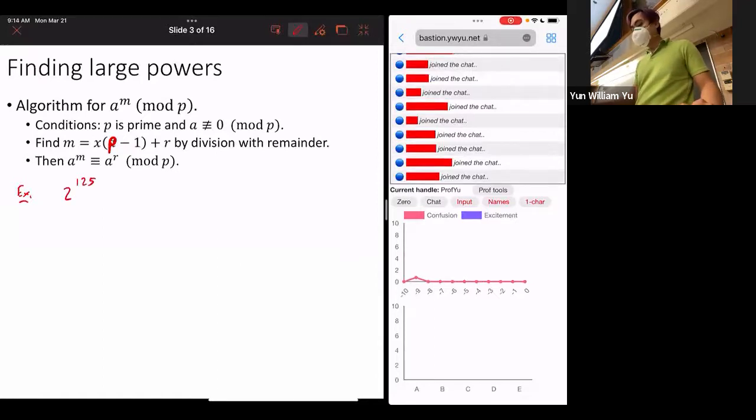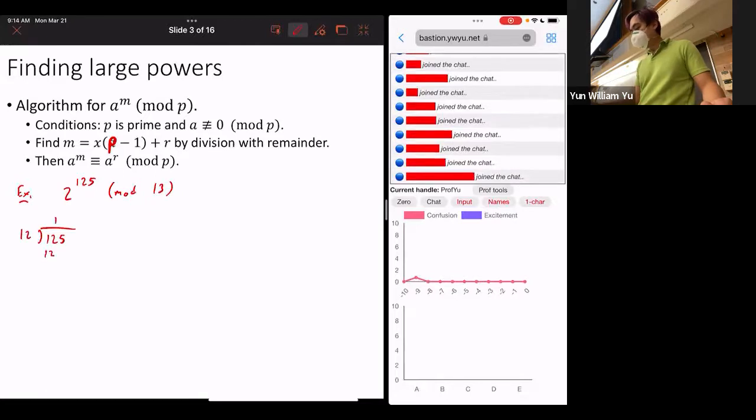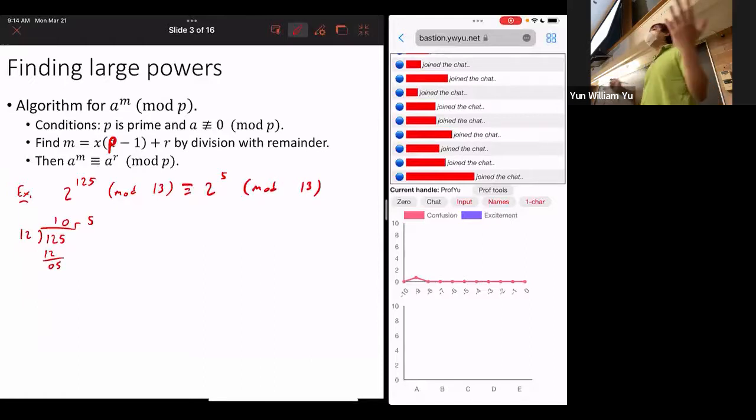So 2 to the 125 mod 13. What's that equal to? P minus 1 is 12, and so you take 125 and divide that by 12. That's 10, remainder 5. That means this is congruent to 2 to the 5 mod 13. At this point, there are a couple of things you could do. One thing you could do is, if the power is small enough, you can brute force it. I happen to know that 2 to the 5 is 32.